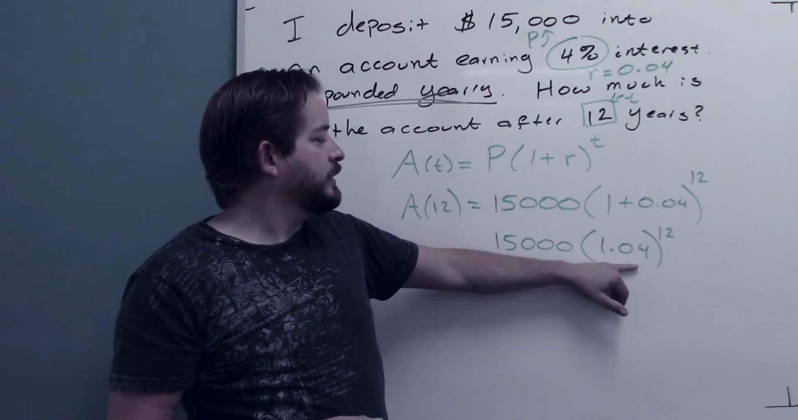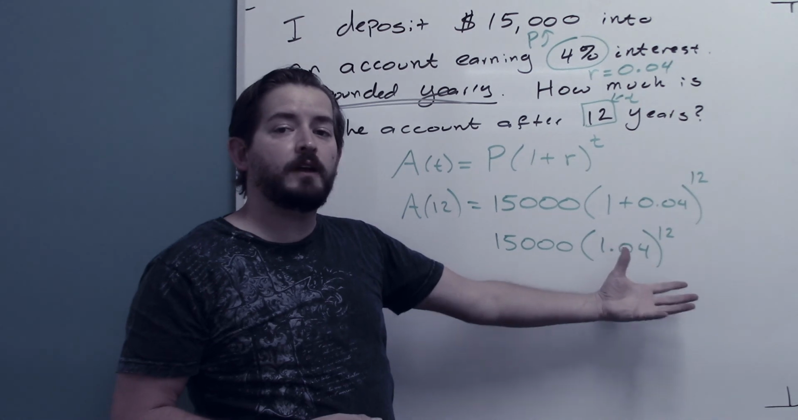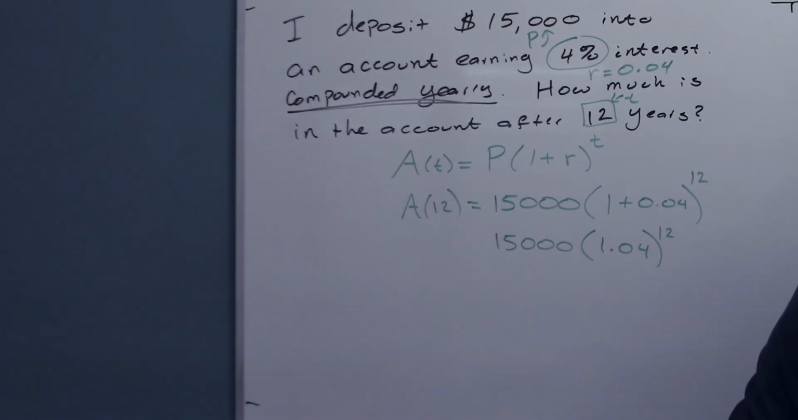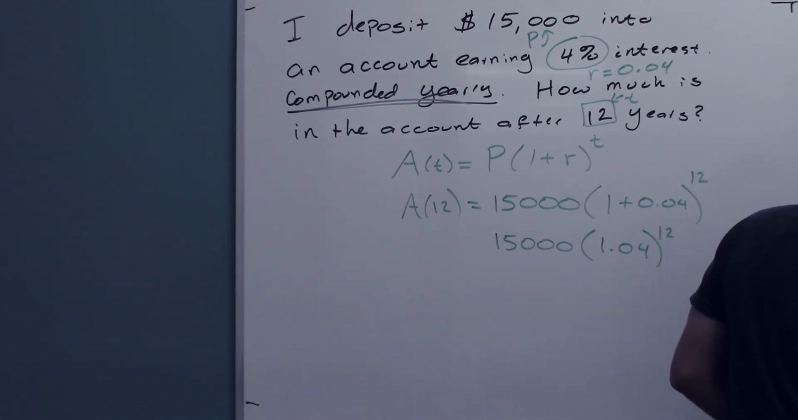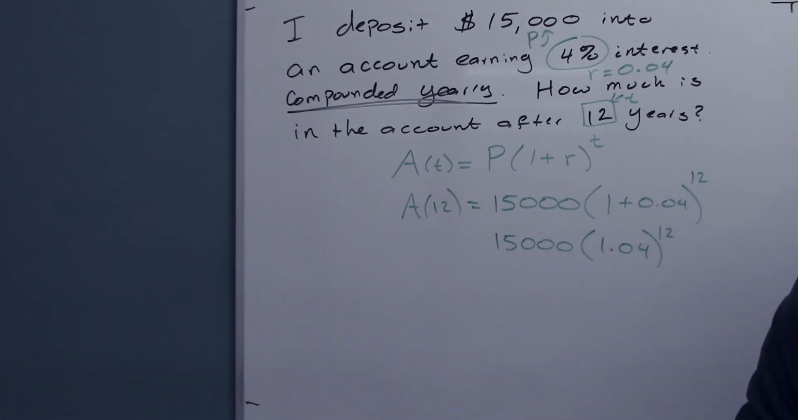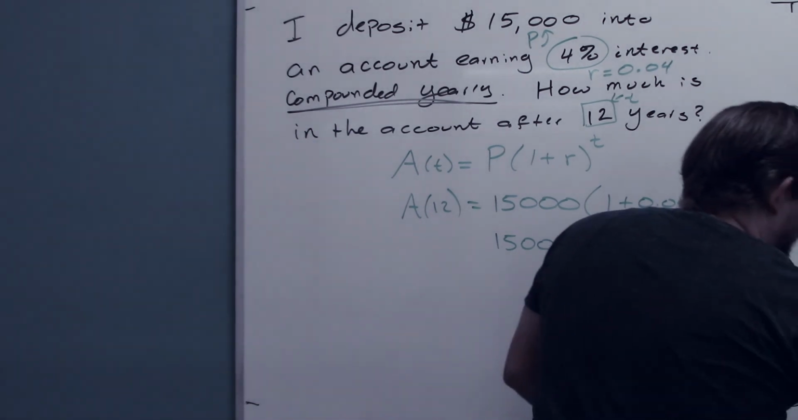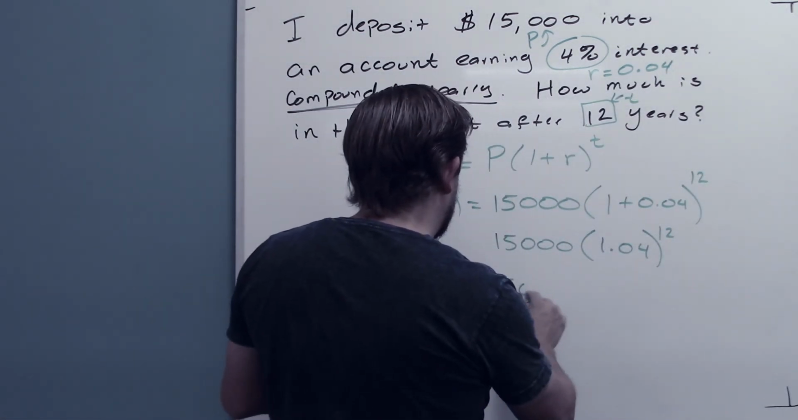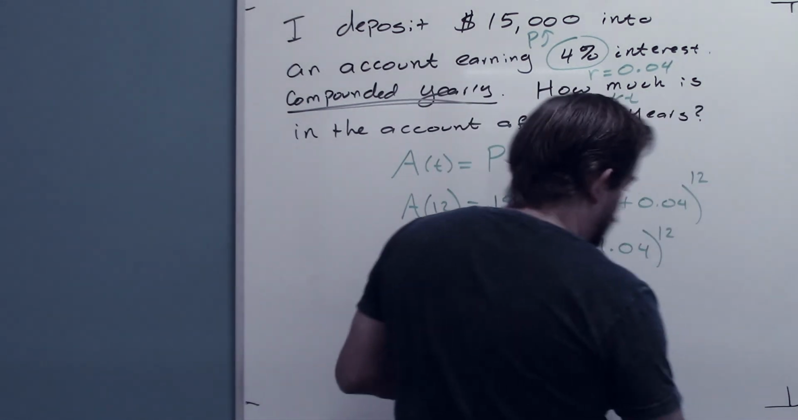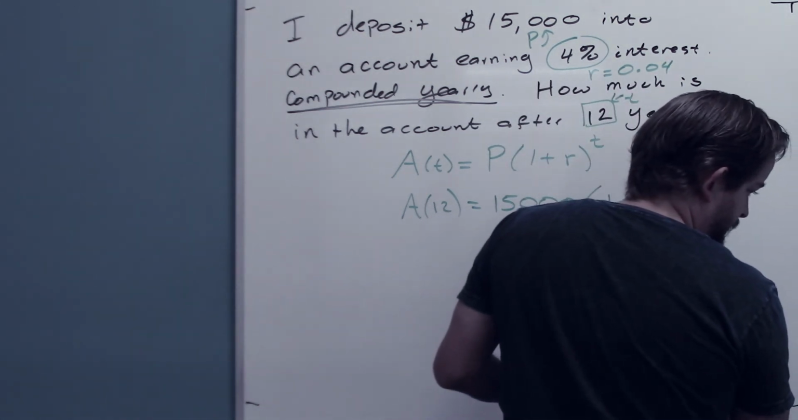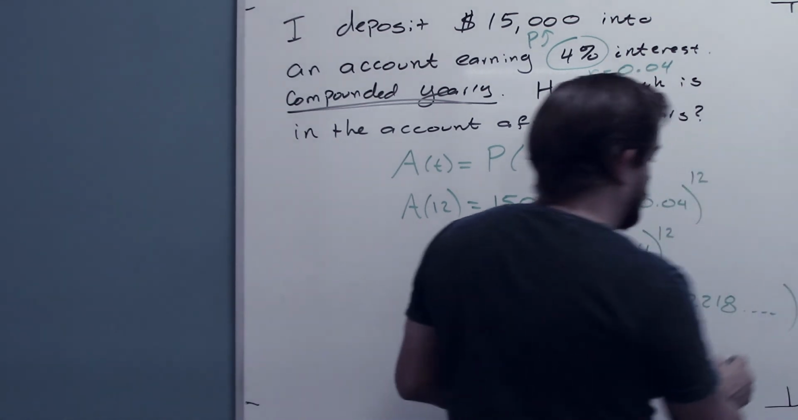But I would start by taking 1.04, raising it to the 12, getting that value, and then multiplying that result by 15,000, right? So when I do that, I get, taking me a second here, sorry, 1.04 raised to the 12 is $1.601032218, and it goes on for quite a ways, right?